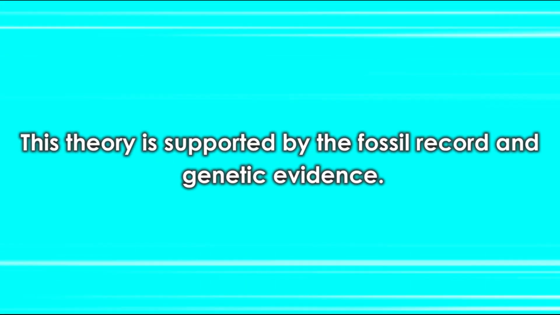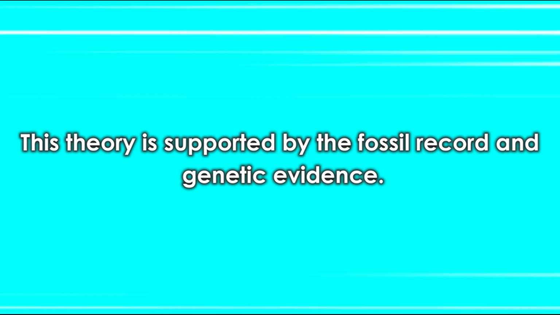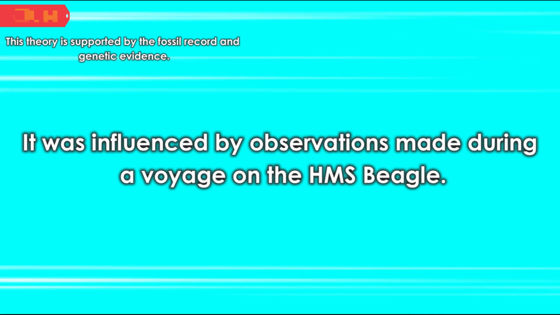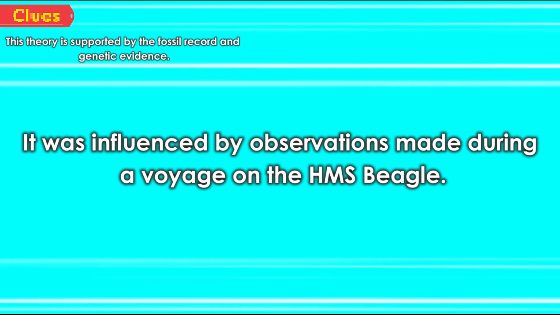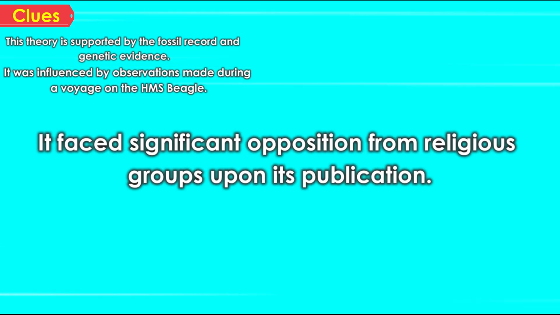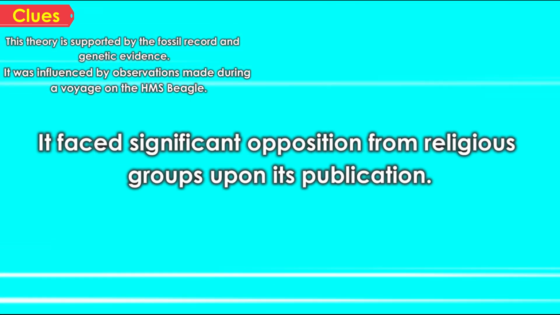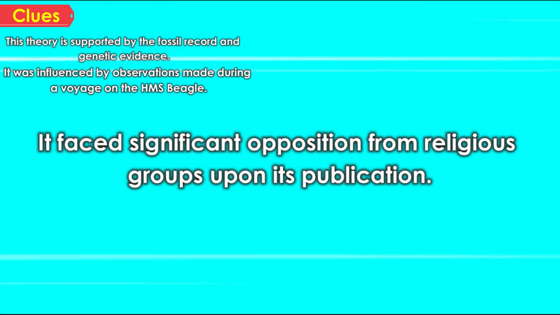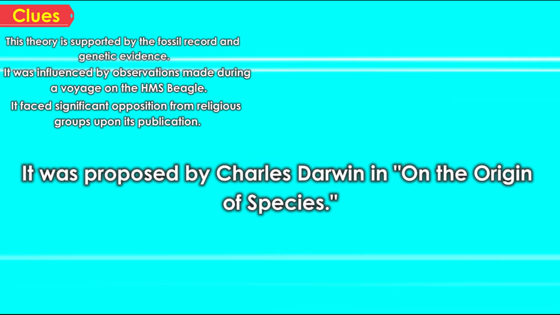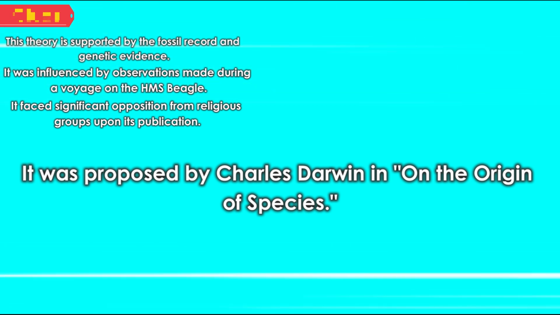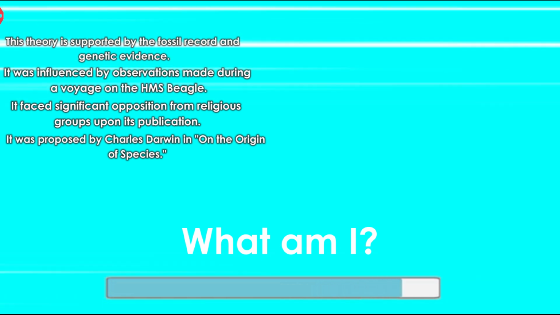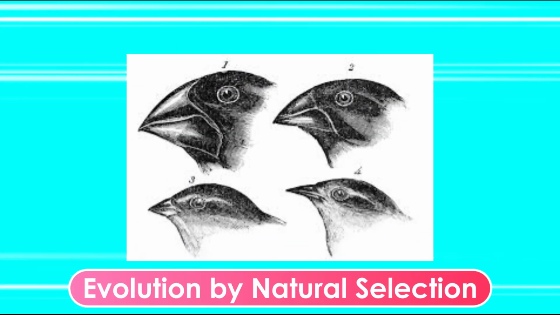This theory is supported by the fossil record and genetic evidence. It was influenced by observations made during a voyage on the HMS Beagle. It faced significant opposition from religious groups upon its publication. It was proposed by Charles Darwin in On the Origin of Species. Evolution by natural selection.